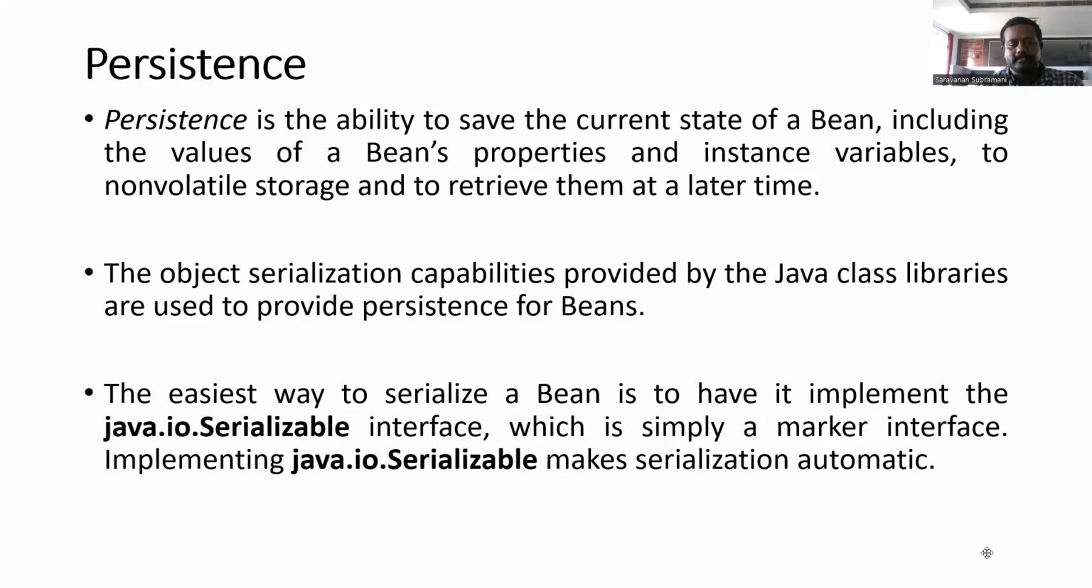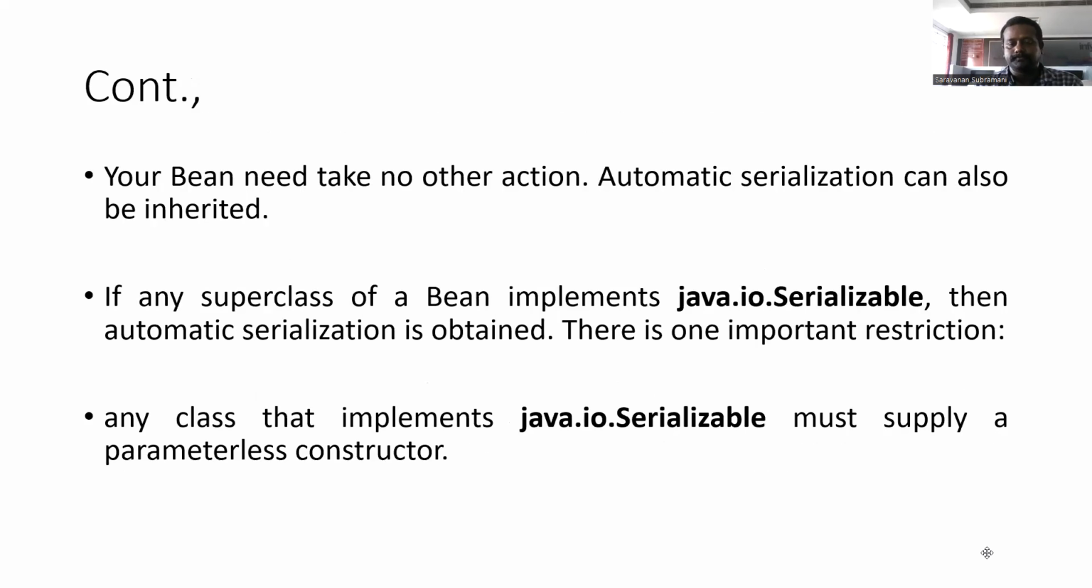So the easiest way to serialize a bean is to have it implement the java.io.Serializable interface, which is simply a marker interface. Implementing java.io.Serializable makes serialization automatic. So your bean needs to take no other actions. Automatic serialization can also be inherited here.